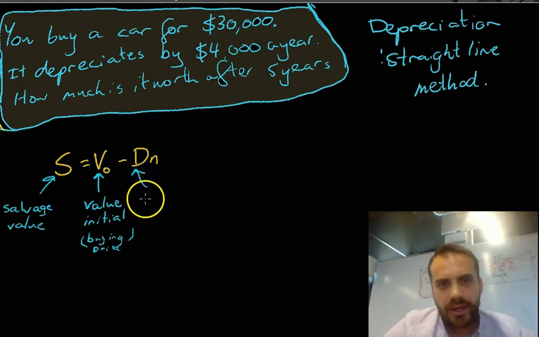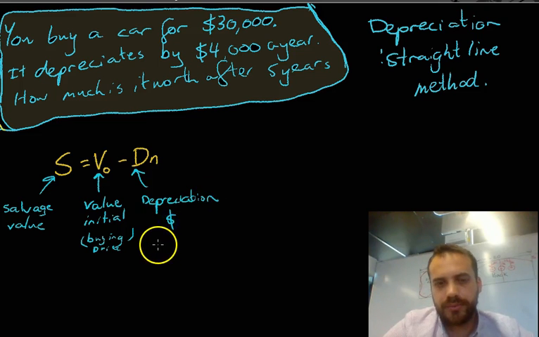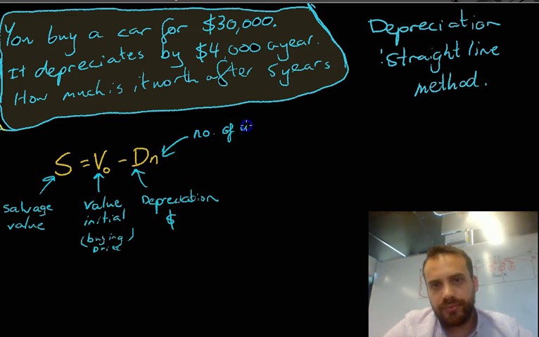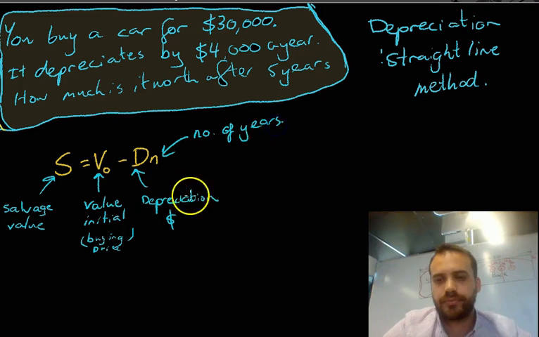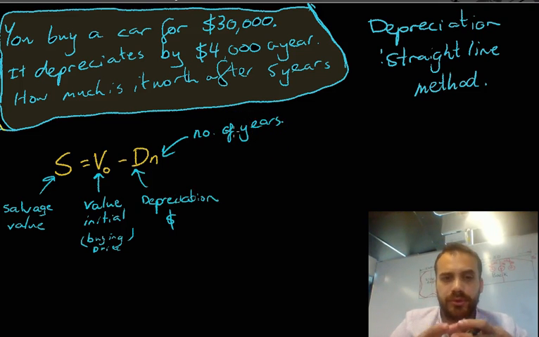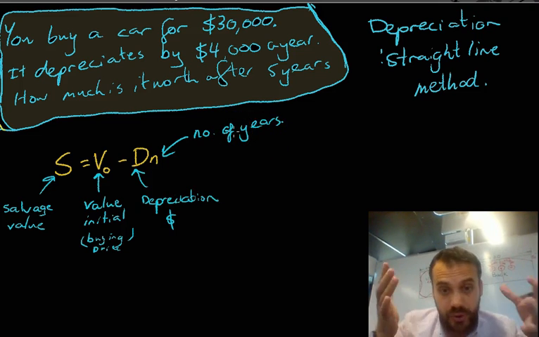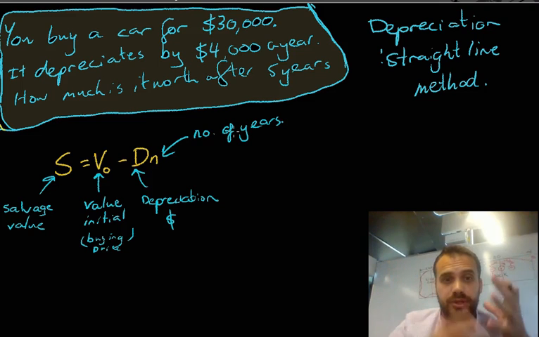D is the depreciation in dollars, so 4,000 here, and N is the number of years. So you can probably do it in your head, but you need the formula. You've got to show us. Just bear that in mind, please, guys. Otherwise, we can't really mark you right.